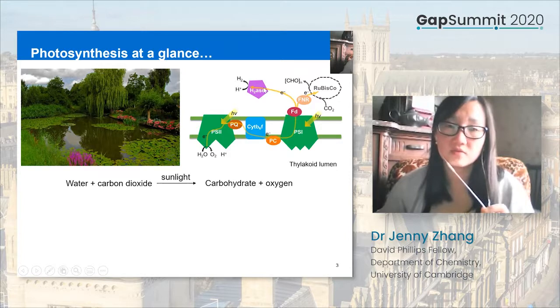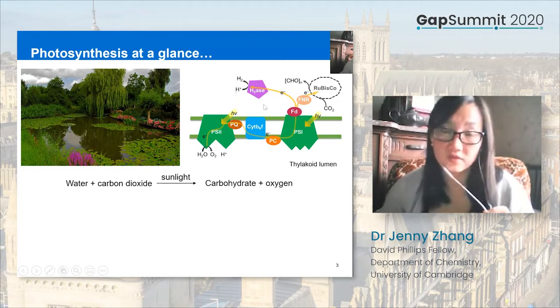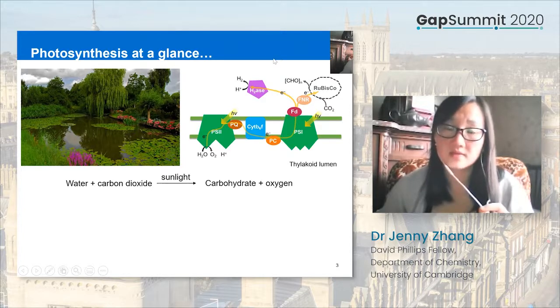Some of the electrons may go to other enzymes. So in this case, we can go for reduction of protons to create hydrogen, which is a clean fuel. The electrons can also be funneled to other pathways, some leaving the cell altogether. So this very simplified reaction that we get taught for photosynthesis is actually not able to capture the full complexity of this amazing reaction.